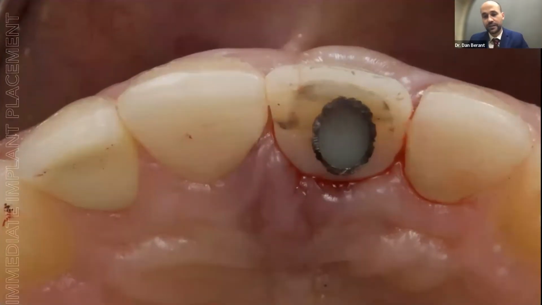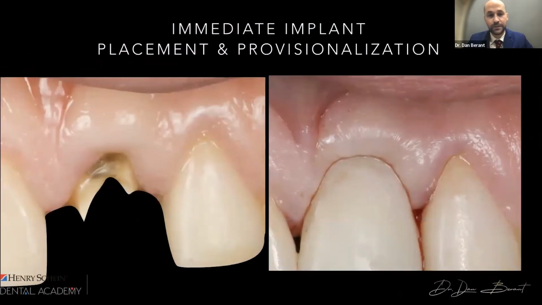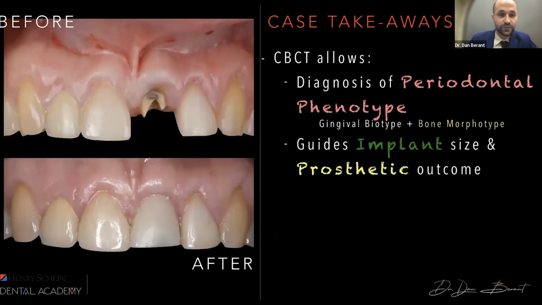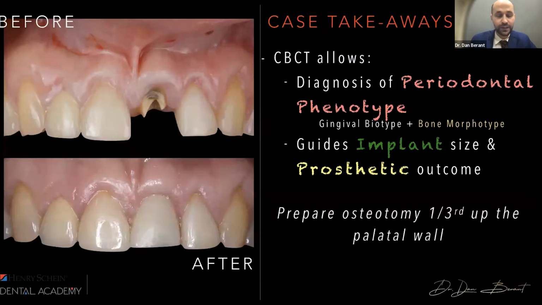And then screw channel. And so the patient comes to us with a fractured tooth and then walks away with an implant and a provisional crown. And so the takeaways in regards to CBCT is that CBCT allows us to diagnose the periodontal phenotype, which is both the gingival biotype and bone morphotype. And it also helps in guiding the implant and the prosthetic outcome. And a little tidbit about placing anterior implants is that you want to prepare that osteotomy 1/3 of the way up the palatal wall.